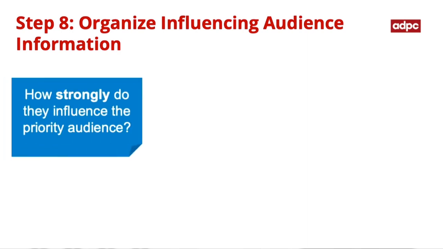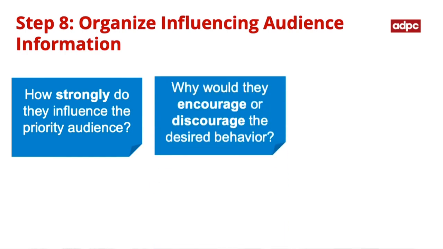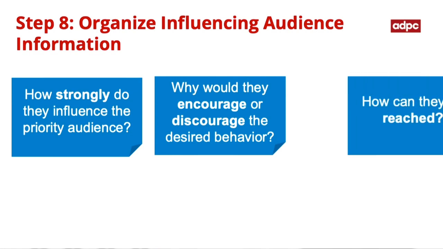Step 8. Organize influencing audience information. After having identified your influencing audiences, conduct additional research to get more information on them and their relationship to the priority audience. Questions to ask include: how strongly do they influence the priority audience? Why would they encourage or discourage the desired behavior?